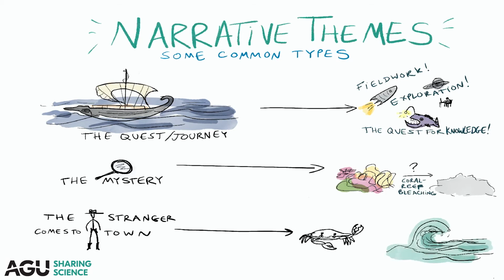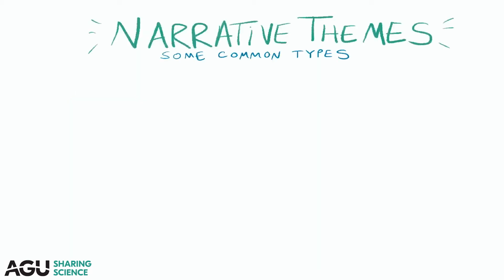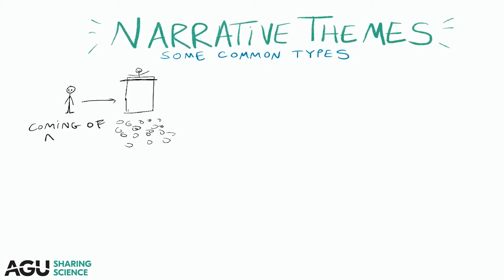The stranger comes to town is one I never really thought about for science, but it's this idea that something comes into a situation and changes everything forever. This can be disease, invasive species, natural hazards, all sorts of different things that can apply to the sciences as well. There's also the coming of age or the rite of passage story.